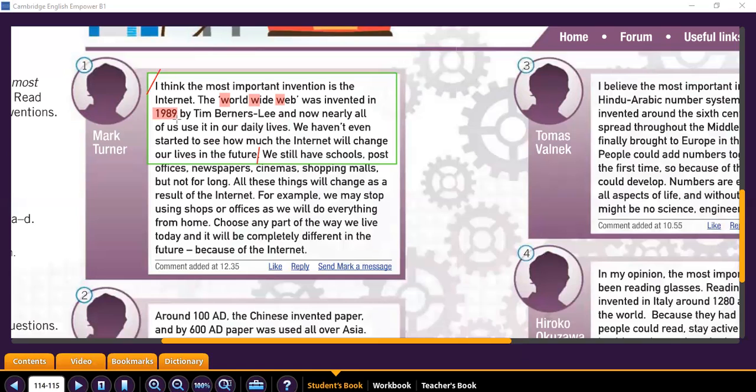And now we use it every single day. We can't live without internet now, right? So we haven't even started to see how much the internet will change our lives in the future. In fact, it has, definitely it has. Sí, el internet definitivamente ha cambiado nuestras vidas. Ahora pasan solo en el internet, ¿no? We cannot live without the internet. We even can have lessons through internet.